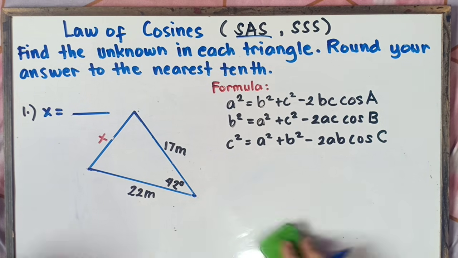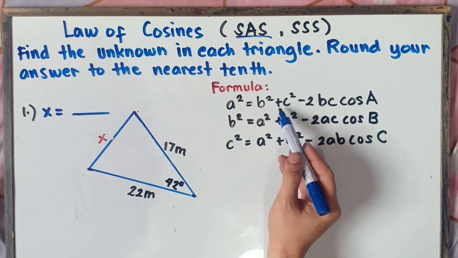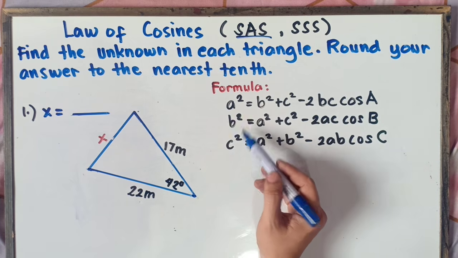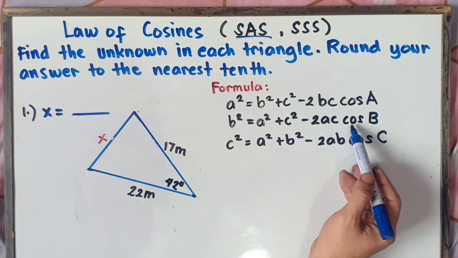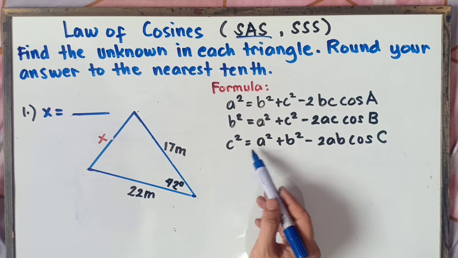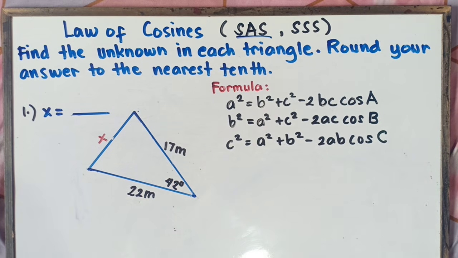Alright, so this will be the formula for the law of cosines. We have a squared equals b squared plus c squared minus 2bc cosine of angle A. Then b squared equals a squared plus c squared minus 2ac cosine of angle B. And then c squared equals a squared plus b squared minus 2ab cosine of angle C.